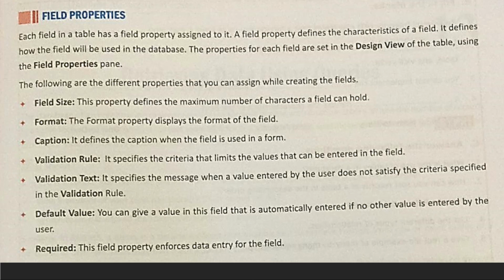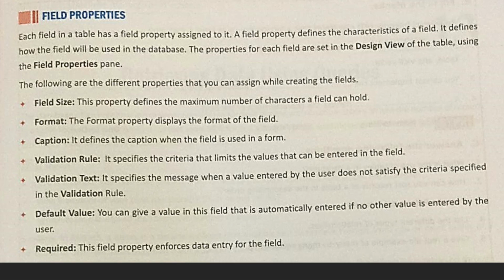Next is caption. It defines the caption when the field is used in a form. Validation rule means that suppose you have kept a validation rule that no child whose age is less than 5 will be inserted. So you can keep a validation rule. It specifies the criteria that limits the values that can be entered into the field. So if you keep that criteria, less than 5 will not be possible. In that case, you will not be able to do that. Whatever you enter has to be more than 5. That is the validation rule.